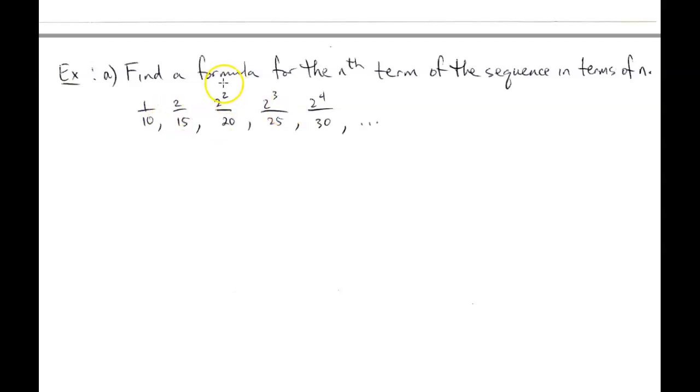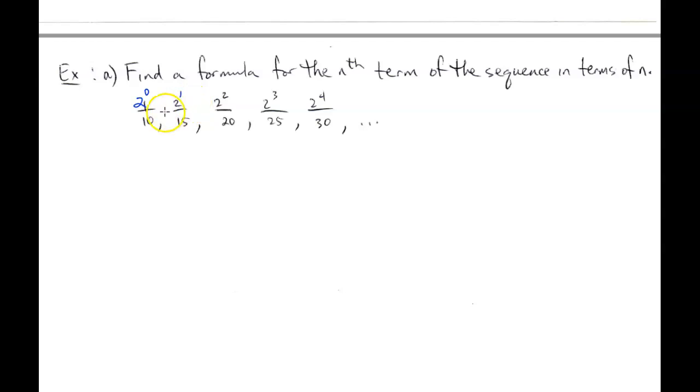Now, if we're trying to keep the numerator in the same profile, or the same pattern as what's going on in the numerator, I could look at 2 as 2 raised to the 1. I could also look at 1 as 2 raised to the 0.